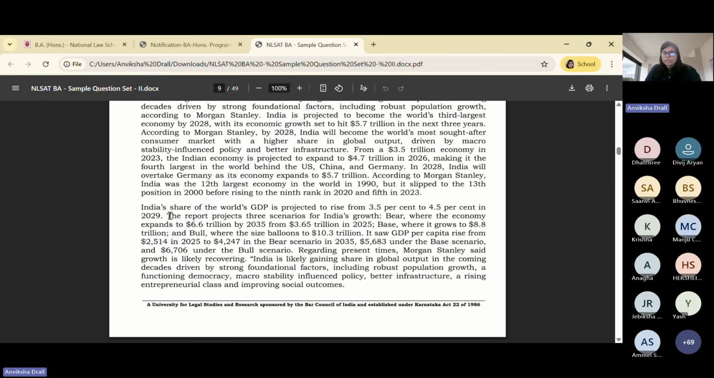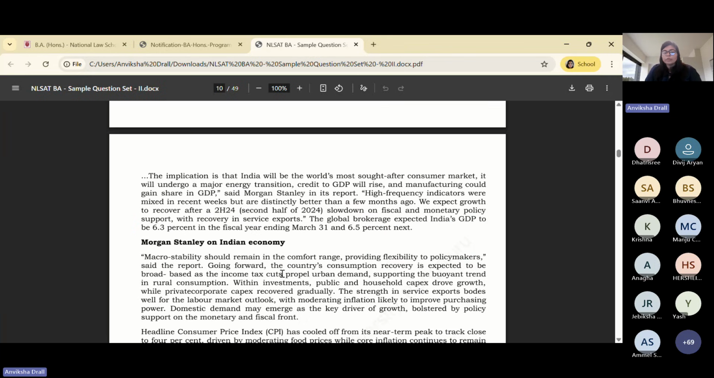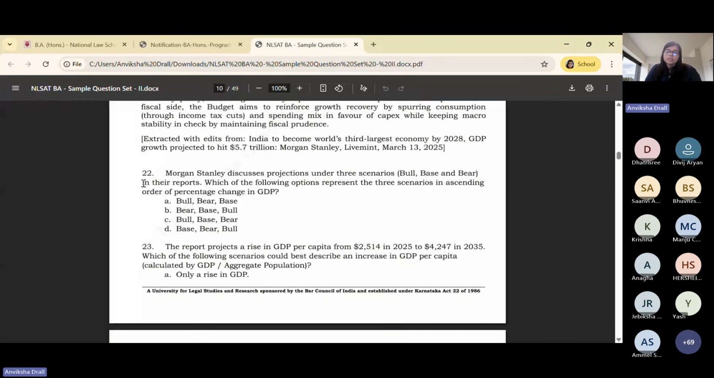So all the information is given in the paragraph. You don't have to assume anything. And given these values, now let's go back to the question. So they have asked which of the following options represent the 3 scenarios in ascending order of percentage change. So you have to calculate the percentage change for each phase. So you have to calculate 3 percentage changes here, which is one for bull, bear, and the third one for the base.